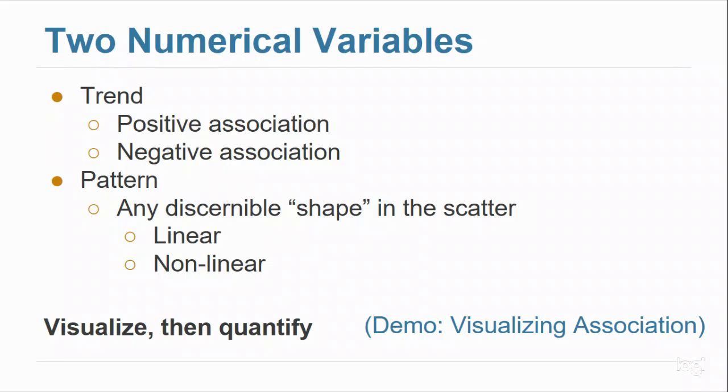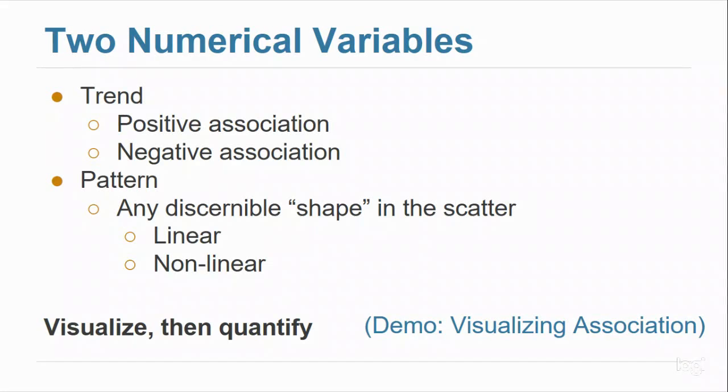We'll begin with association. If you've got two numerical variables, you can talk about the trend. The two variables are positively associated if high values of one variable are connected with high values of the other variable. And similarly, low values of the first variable relate to low values of the second variable. That's called positive association. We can also talk about negative association if high values of one variable correspond to low values of the other variable.